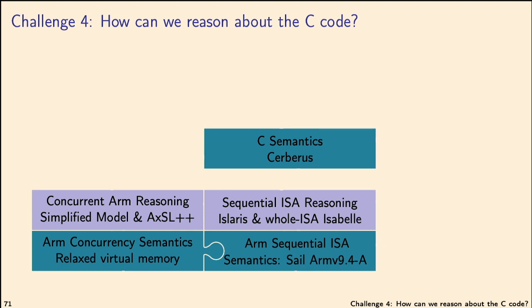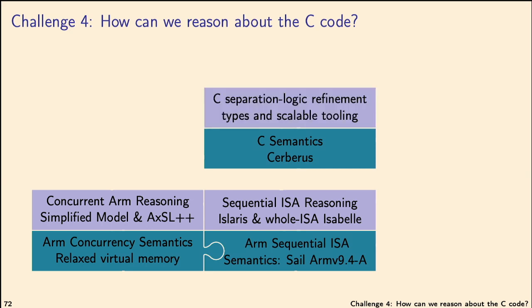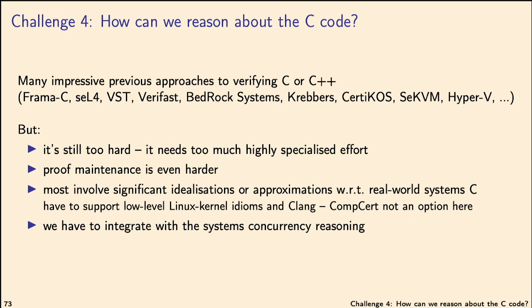Can we reason above that? Lots of people have done some reasoning about C, many of them in this room. And there are lots and lots of cool ways to do it, all of which have done impressive examples. But I think none of those people would disagree, we have still not reached the happy state where this is nice and easy and maintainable and doable even for low-level Linux kernel idioms, not CompCert C, and integratable with all of this concurrency stuff.